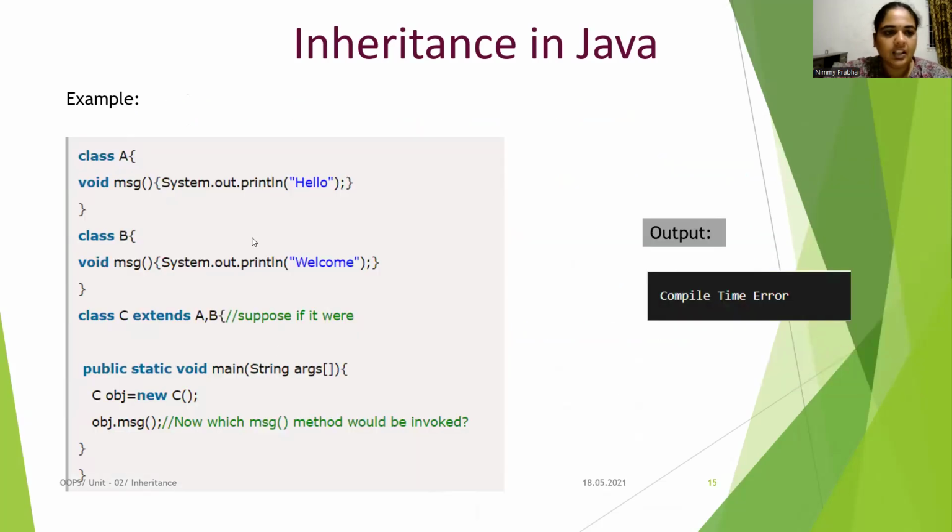So this is an example for multiple inheritance, two classes A and B. C extends A and B. Then we are creating an object for C and calling object.message. See, here also one message is there, here also one message is there. Now which message method would be invoked? So that is ambiguity.